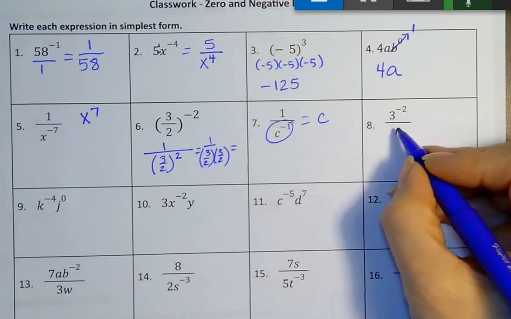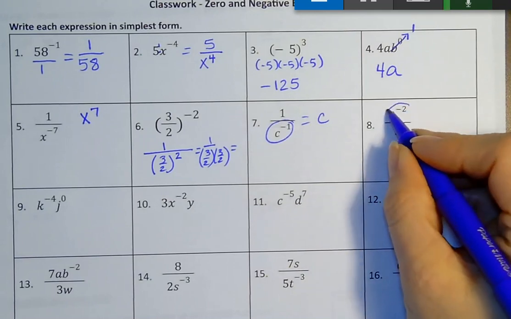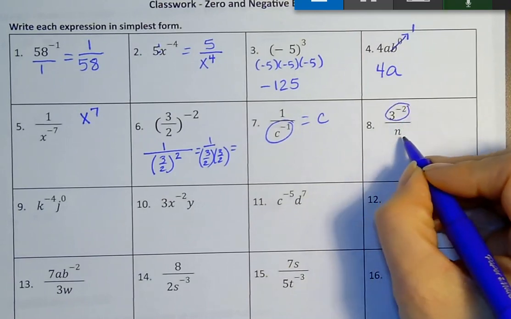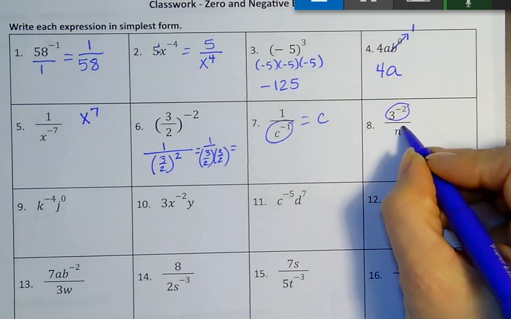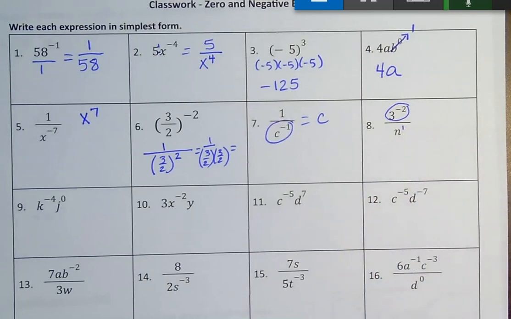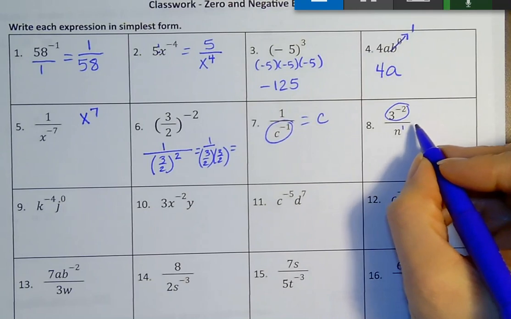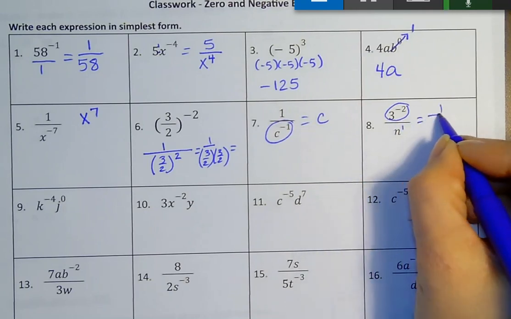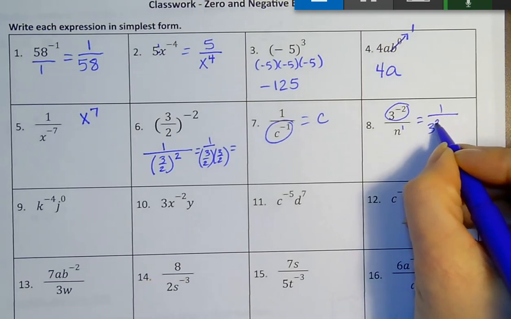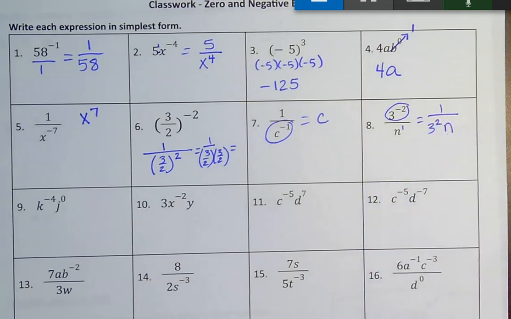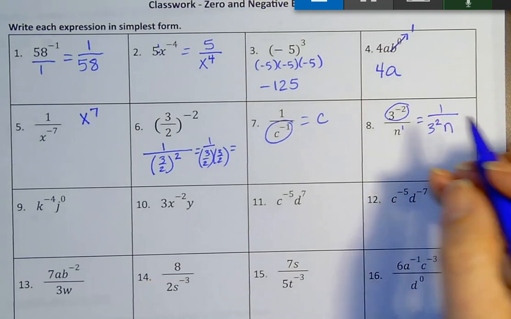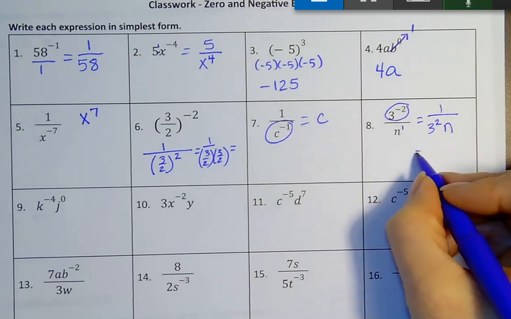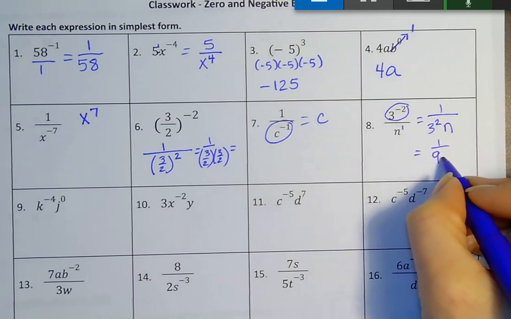3 to the negative 2 here, I need to move that to the denominator. My n in the denominator has a positive 1 exponent, so I don't have to move that one. Remember that this is going to be 1 over 3 squared times n. Okay, and then I end up with 1 over 9n.